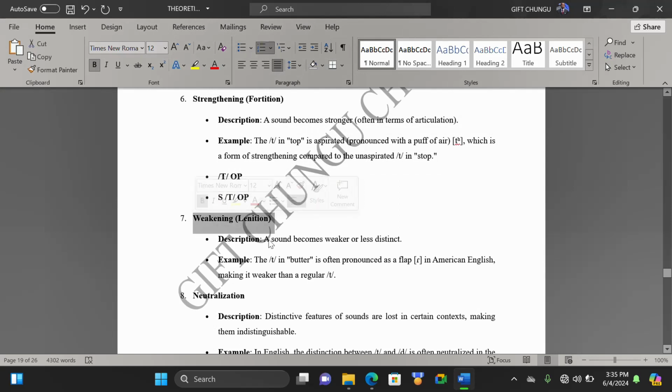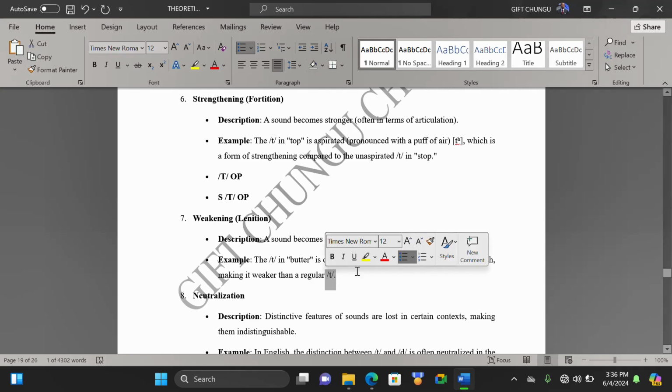And then we also have what we call weakening or lenition. When we are looking at weakening or lenition, it is where a sound becomes weak, or becomes less distinct. For example, the sound T in butter is often pronounced as a flap in American English, making it weaker than the regular aspirated sound, which is a high sound, but it is going to be weakened. So that is what we call weakening.